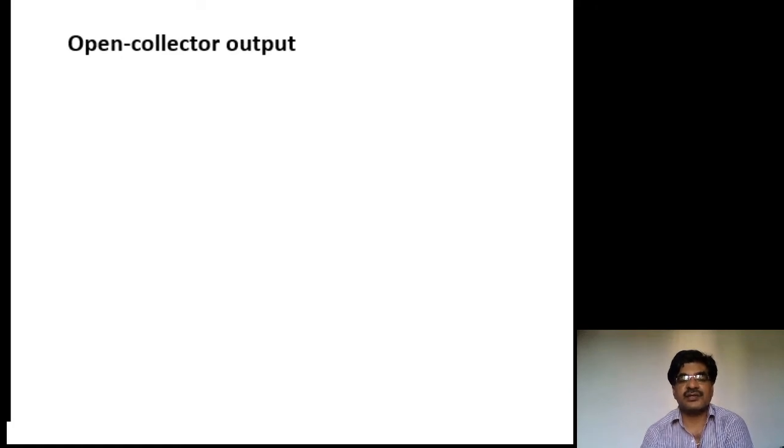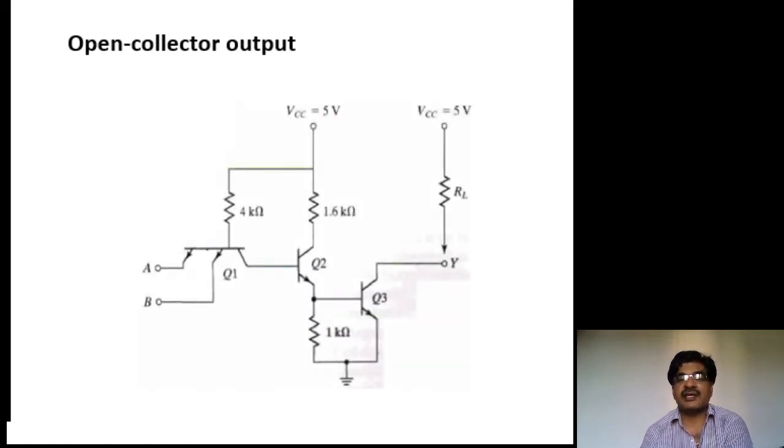Let us see the circuit for the two-input NAND gate. This circuit acts as a two-input NAND gate. If you observe the final transistor, that is Q3, its collector is in open mode. That's why it is called open collector output from the terminal.